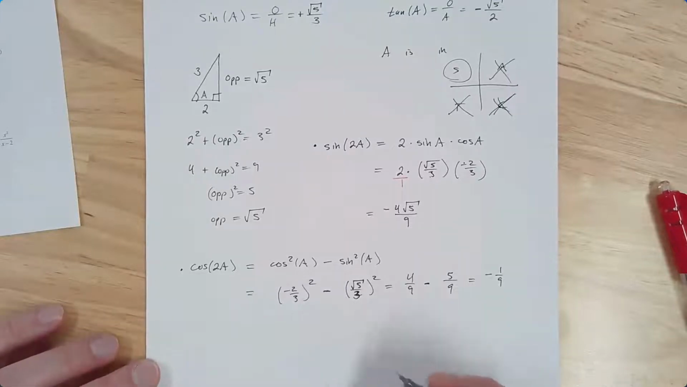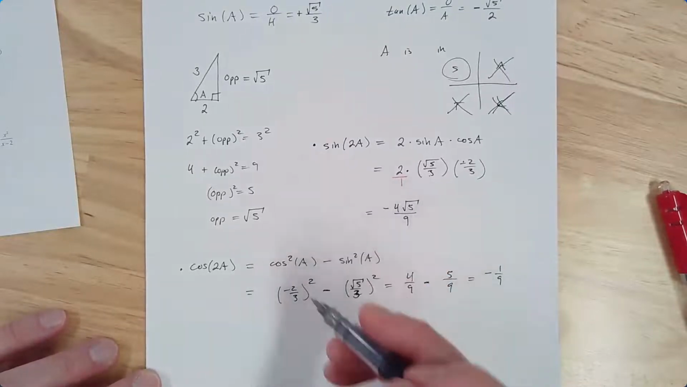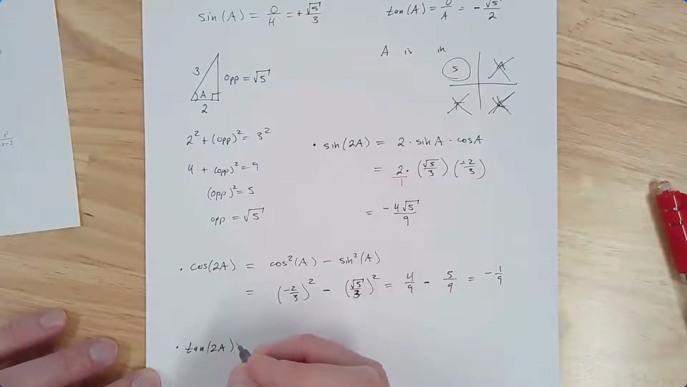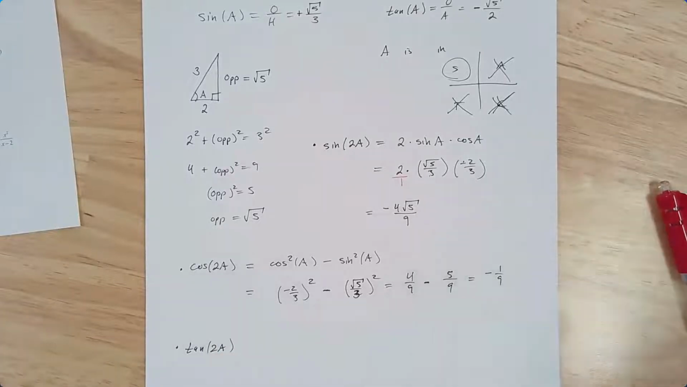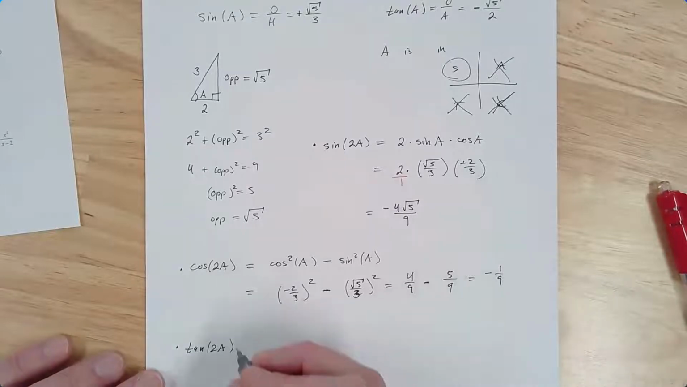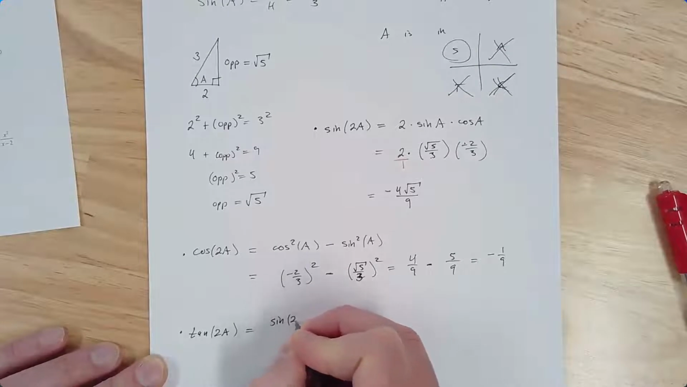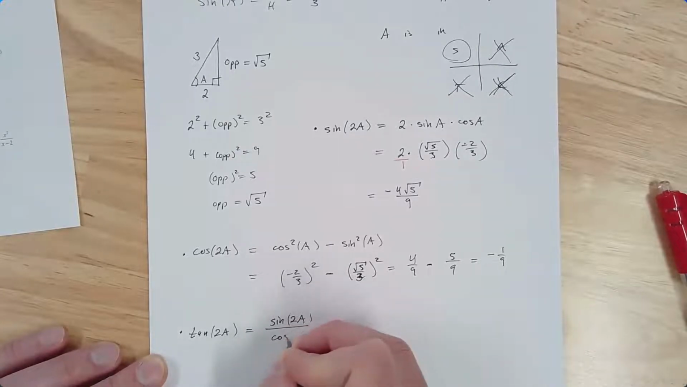And now the last question is to find tangent of 2A. There is a formula for this. I don't know it. And the point of this question is not for us to know the formula. The point of this question is for us to know that tangent of an angle is sine of the angle divided by cosine of the angle.